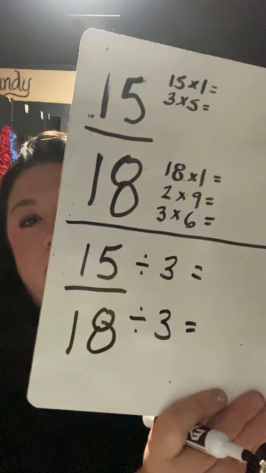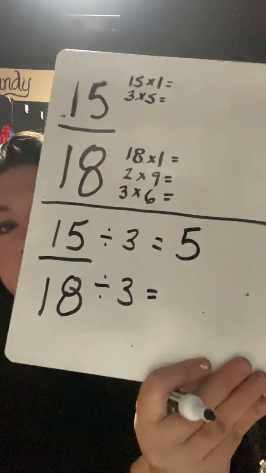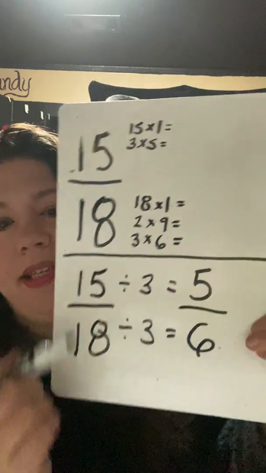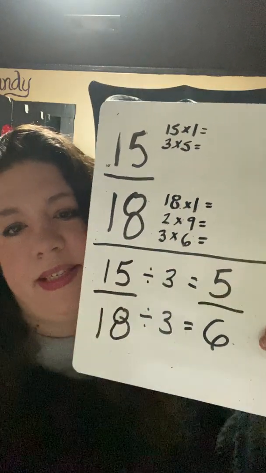15 divided by 3 is 5, because 5 times 3 is 15. 18 divided by 3 is 6, because 6 times 3 is 18. So 15/18 in its simplest form is 5/6.